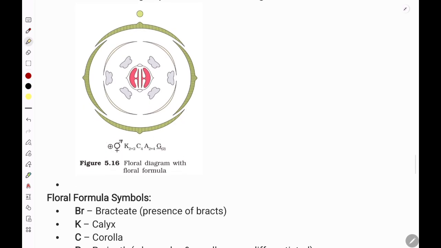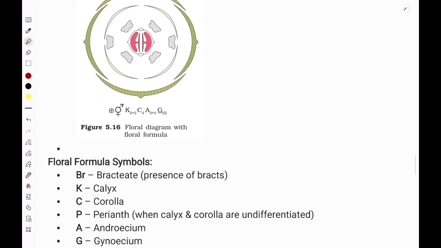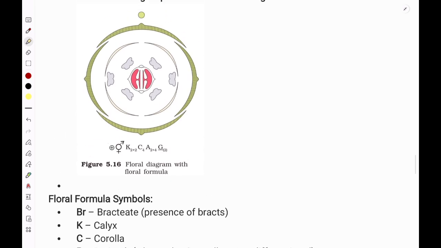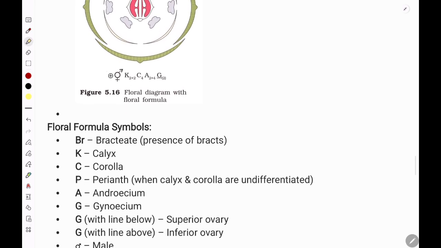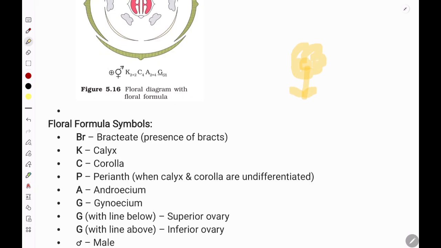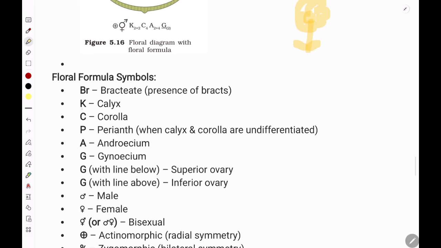Let's understand how they are described. For example, this is an example of a flower which contains six anthers, two stigmas, three sepals and three petals. The bracts are small parts of the flower which are present below the flower. If these small leaflets are present below the actual flower, it is called bracteate. If they are not present, it is called ebracteate.